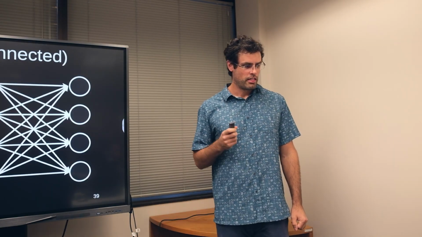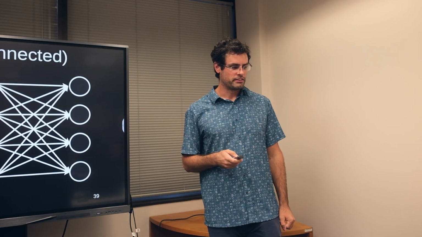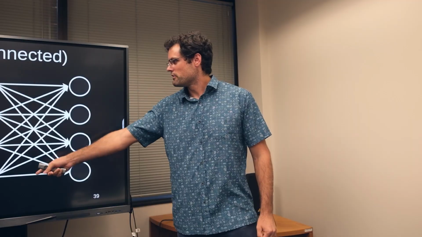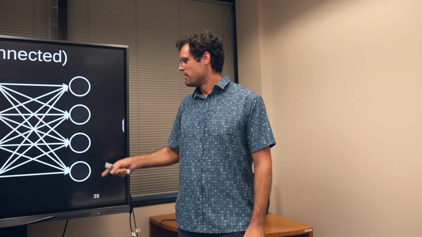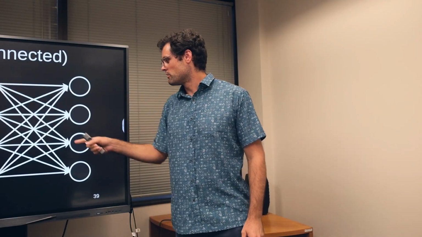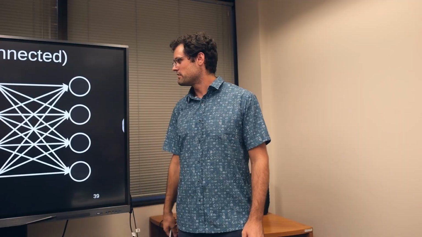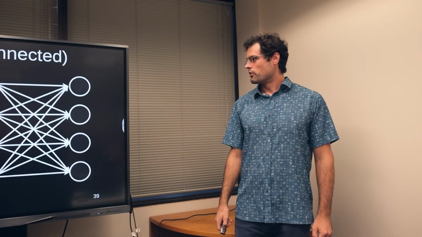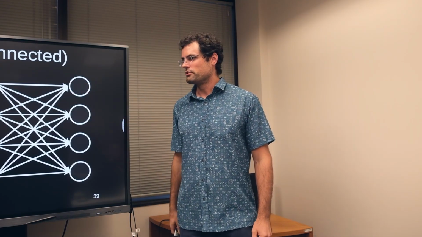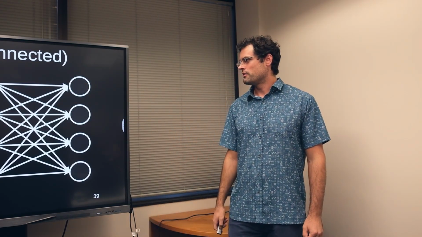All right, so the most basic layer that we can have is a dense layer, or a fully connected layer. On the left here, we have the inputs, and on the right here, we have our outputs. Each input is connected to all the outputs, as shown by these arrows here. And each of these arrows, all the lines, represents one weight in the network.